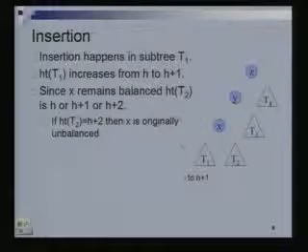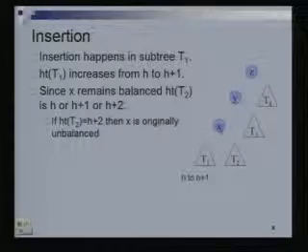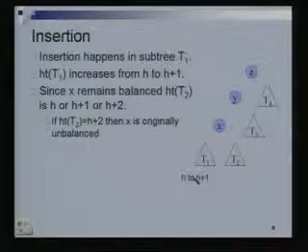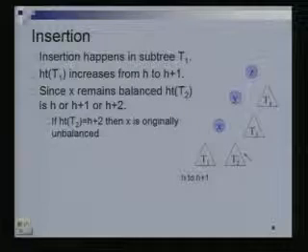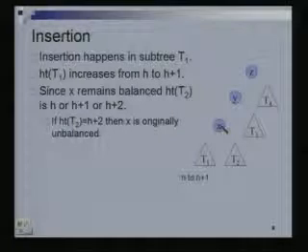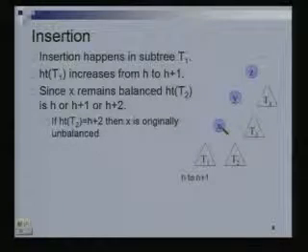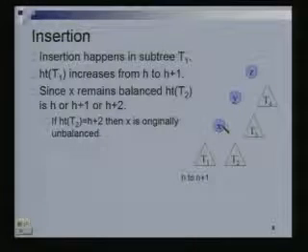Okay, can it be H plus 2? If it is H plus 2, then originally X is imbalanced, because originally height of T1 was H. If this is H and this is H plus 2, then this was imbalanced even to begin with, but that's not the case, right? Originally it was an AVL tree. So height of T2 cannot be H plus 2.